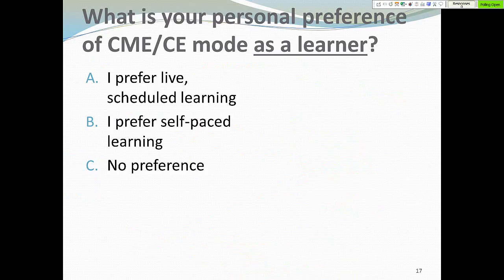So now we come to our first sort of polling session, and I think you all probably have keypads in front of you. Just in general, thinking back over your career and the learning you've had, do you prefer more of the live, scheduled learning, or are you someone who prefers the self-paced learning? Or do you have no preference?